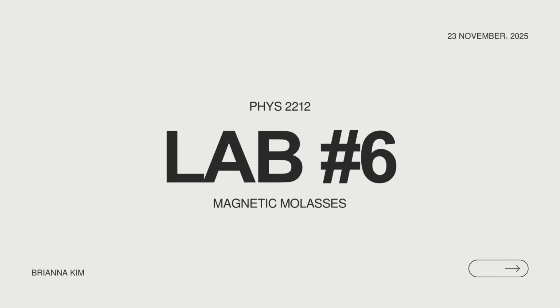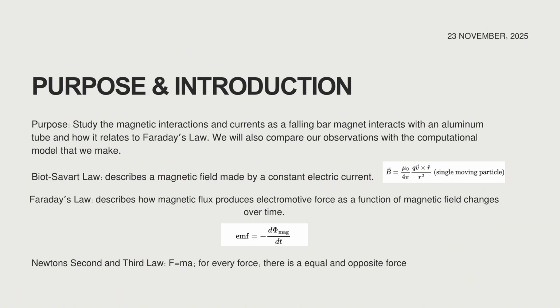Hi everyone, today we are going to be discussing Lab 6. The purpose of this lab is to study the magnetic interactions and currents as a falling bar magnet interacts with an aluminum tube and how it relates to Faraday's law. We will also compare our observations with the computational model that we make.